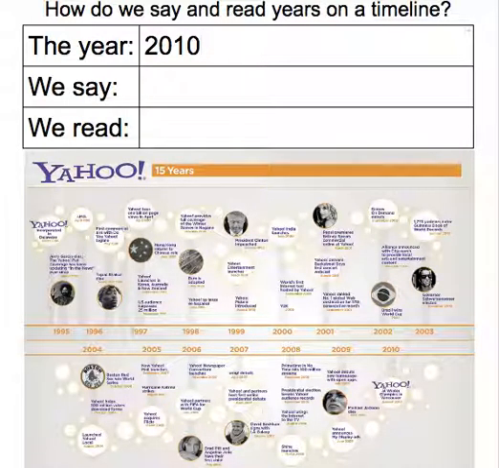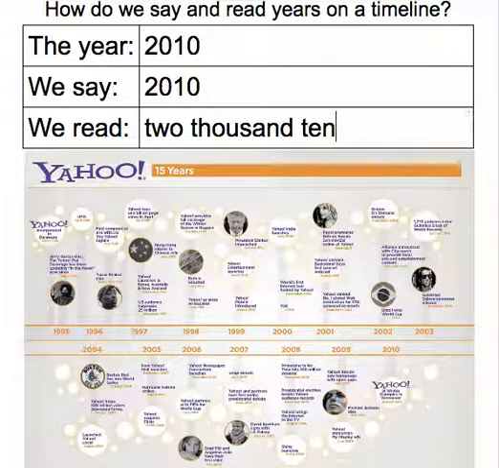Okay, try and say that with a partner. Okay, again, we say this one just how it looks. 2010. So I'm going to write it here too. We say 2010. Okay, again, pretty easy.